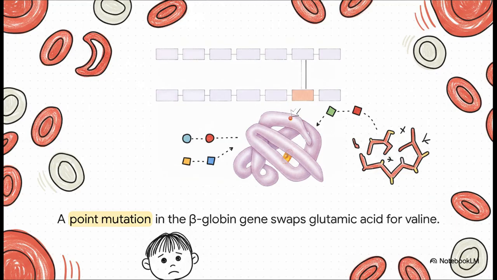One single letter change in the DNA for one of the hemoglobin genes. This tiny typo swaps out one amino acid for another, and that tiny swap creates a completely new unstable protein, hemoglobin S. This is it. This is the molecular ground zero for the entire disease.